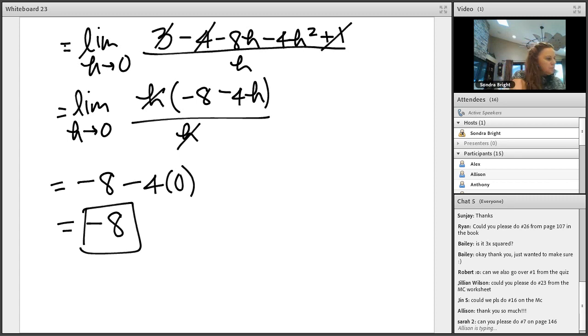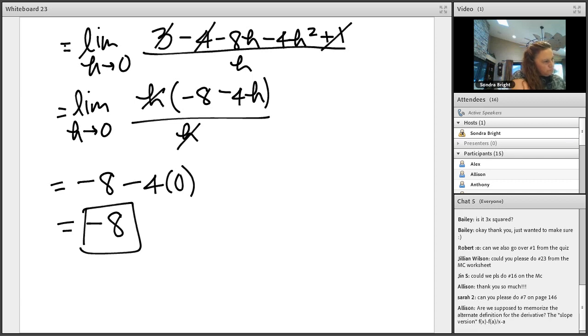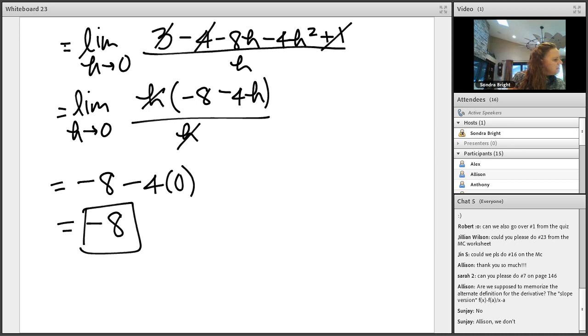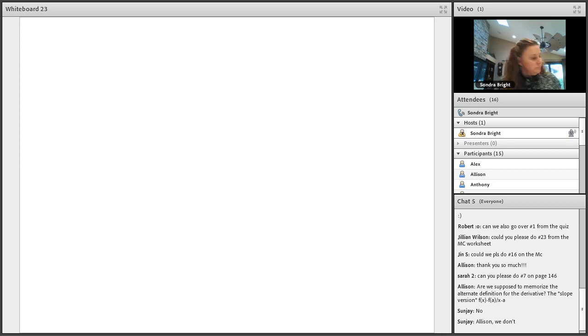Do number 23 from the multiple choice. Already did it, right? Isn't that the one I just did? Oh no, it's different, right? Is that the same? Which one did I just do? Oh, I did 11. Okay. Number 23 is identical. Why did we put both of them on there? Well, that's stupid. Well, good practice, I guess, huh? So multiple choice 23.